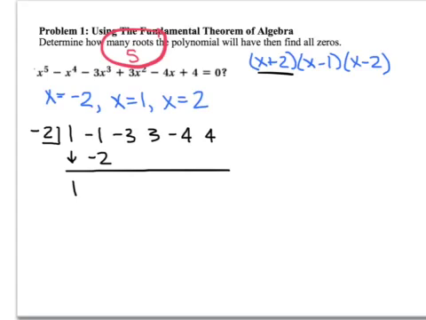And then add your column to get negative 3. Take that negative 3, multiply it by the negative 2, and you get 6. Add that column to get 3. Multiply 3 times negative 2, you get negative 6. Add that column. 3 plus negative 6 is going to be negative 3.